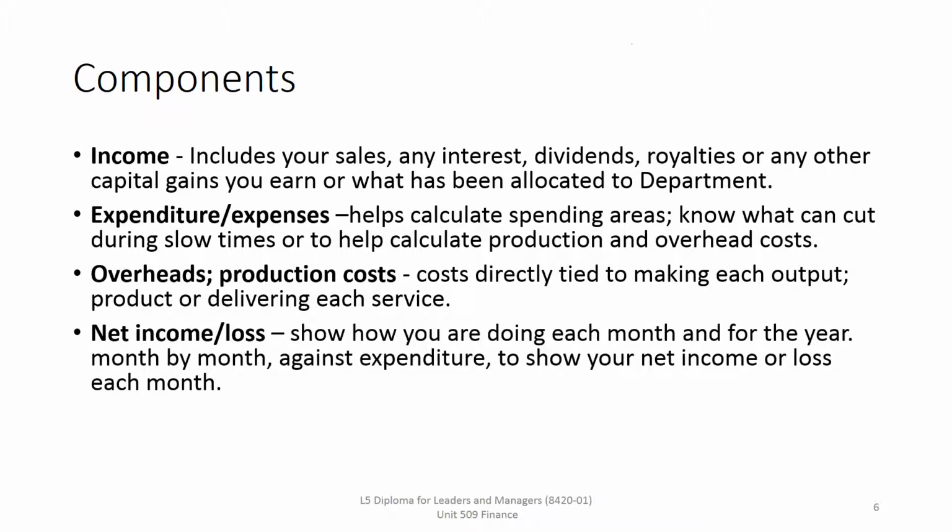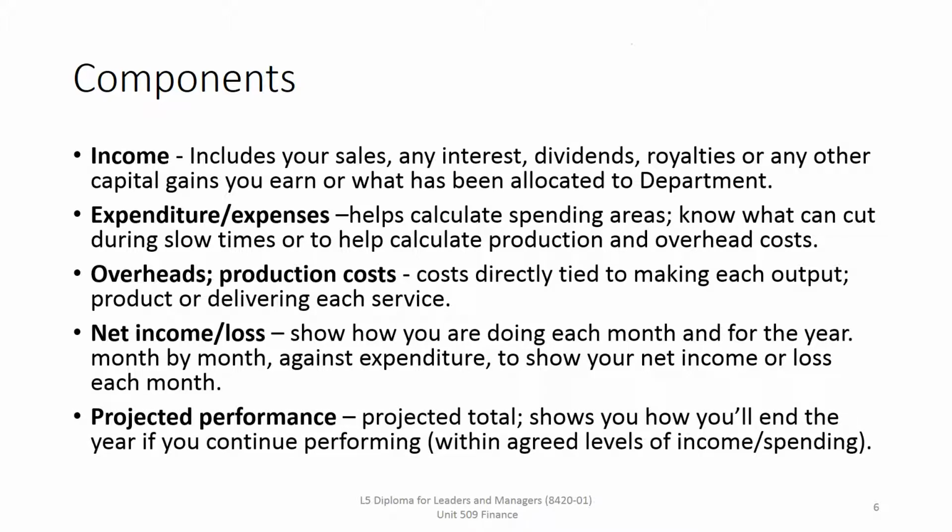There'll be net income and loss. So you might want to do this each month and for the year. You can then total the income and expenses by month to show income and loss each month, and or by category of the department or the company, so you can show how each one is performing, which one's performing better than others, and you can use those to track your total income and expenses. And then projected performance, and this component's just going to be about giving a projected total to show how you'll end up at the end of the year if you continue performing at the agreed levels of income and spending that you've set in your budget. So generally just the main components that'll be contained within that budget.